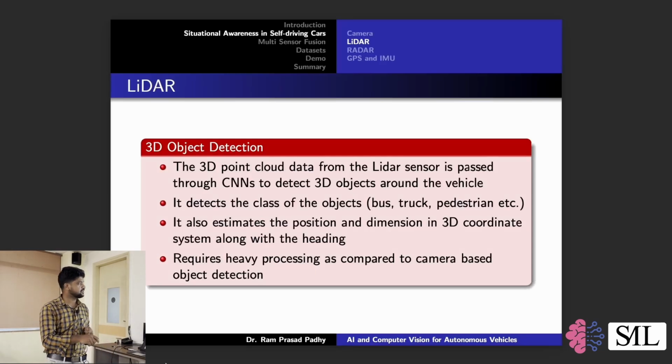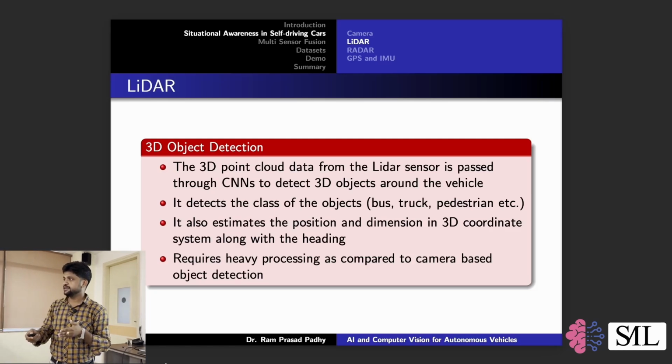So the most important task that can be done using the lidar sensor is 3D object detection, which is like an extension to 2D object detection, but at the same time depth would be there. In case of 2D, as I told you, you know what kind of object it is and what the bounding box is, right?